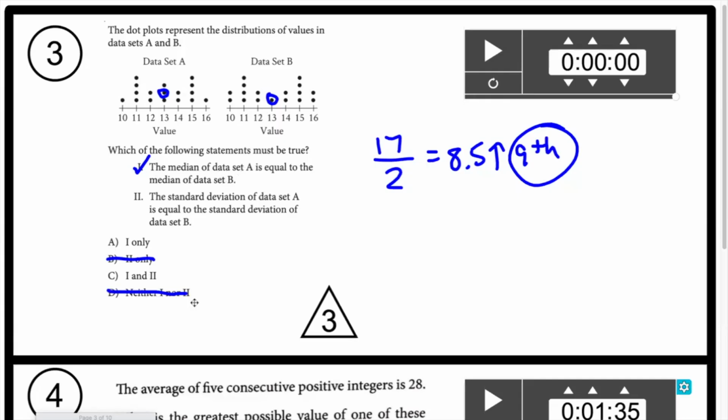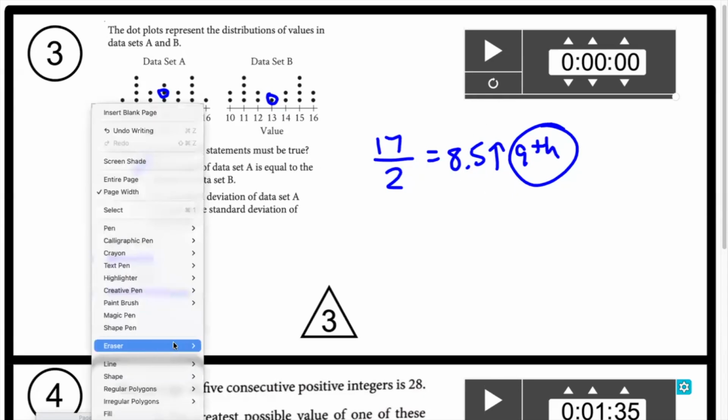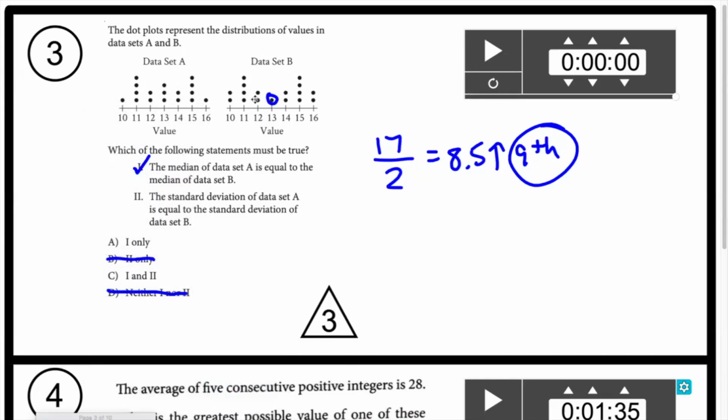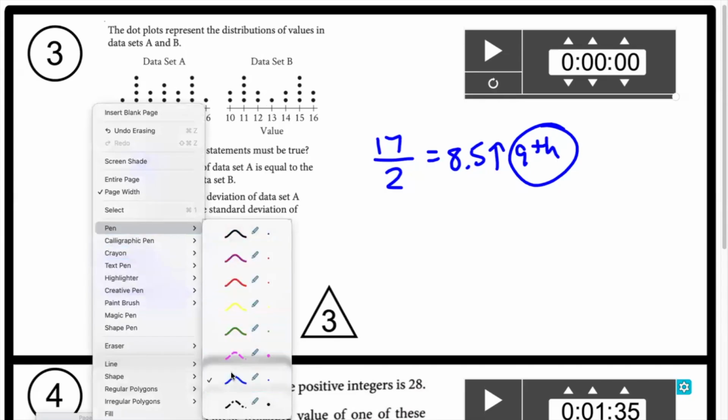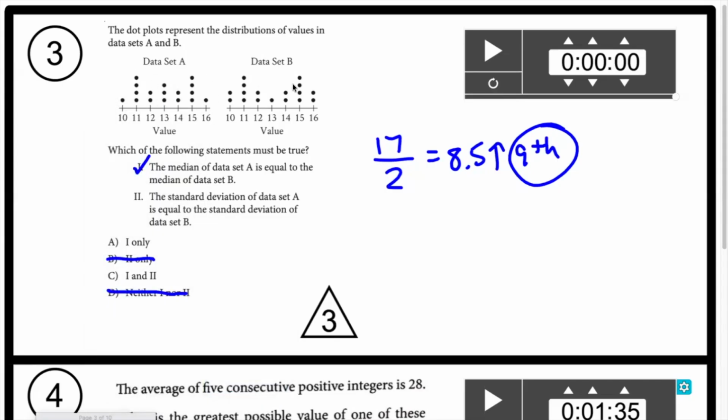Now, there is a much quicker way to do that. I just wanted to go over that for dot plots or frequency distributions. You can do that to find the median, but there is a quicker way. If the data is symmetrical, which both of these are, meaning it's just the same on both sides, then the middle number 13 has got to be the median. So we could get the median immediately, but I just wanted to go over this way in case the data is not symmetrical.